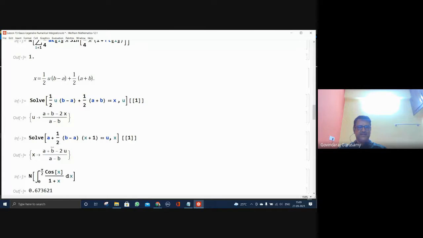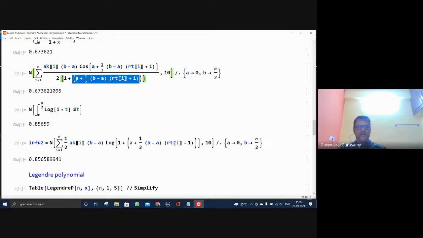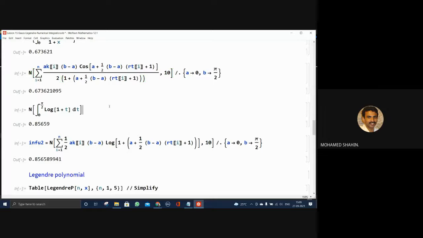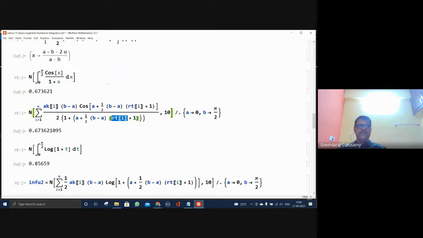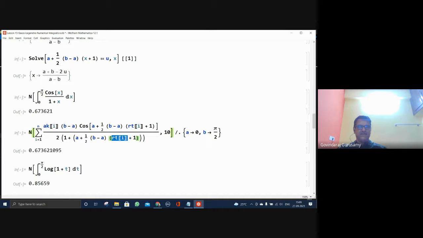I'm trying to show here, this x is the same as what I have: a plus half b minus a x plus 1. Got it? Yes, sir. This x is replaced with the root. That's all. I retain the limits as they are, because that will take care of converting 0 to pi by 2 into -1 to +1. This transformation.